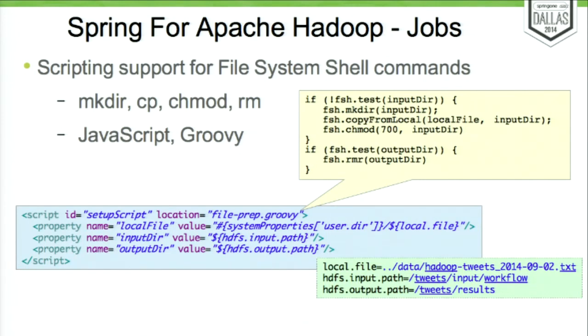And here's the local file that I'm using for this example. So I just find the user directory and the local file, string them together. And this Groovy script that gets started up here actually gets an FSH instance of the file system shell. So you can just use the FSH variable to access that and run all the shell commands there.